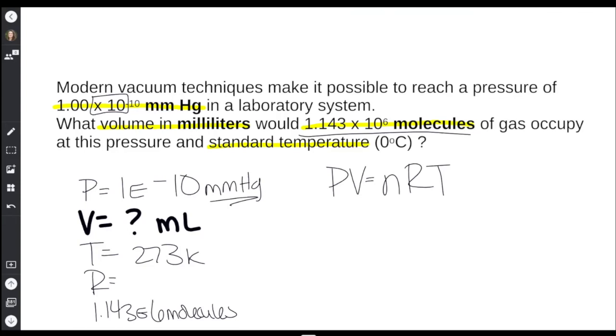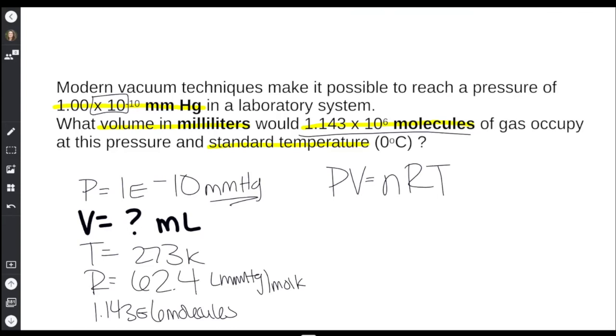101.325. Nope. Those are the bases. You see a lot of people getting R and base confused. Something 8. 62.4 liter mmHg per mole Kelvin. Y'all are getting R's and standards and bases confused.